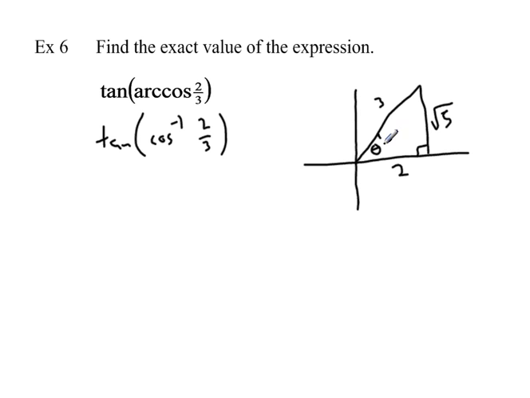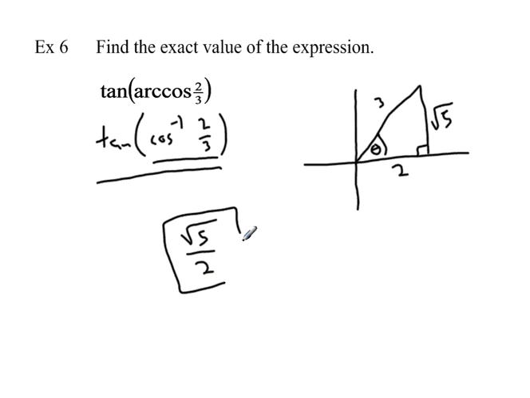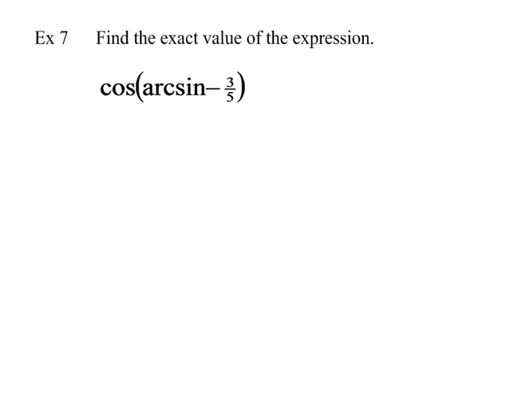So this angle here is equivalent to this expression. We've drawn the angle whose cosine is 2/3. Now we need to find the tangent of that angle. So the tangent of that angle is opposite over adjacent, and there is your solution. So what we have to do here is first draw what's in the parentheses, then find the tangent of what we have drawn. Let's do one more just like that.